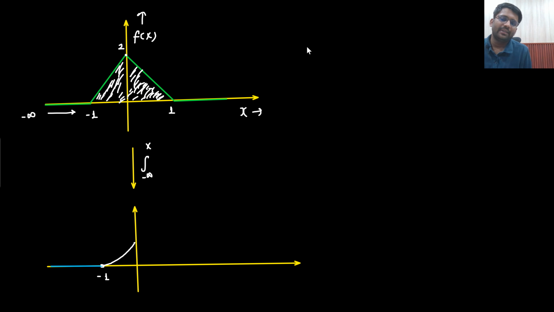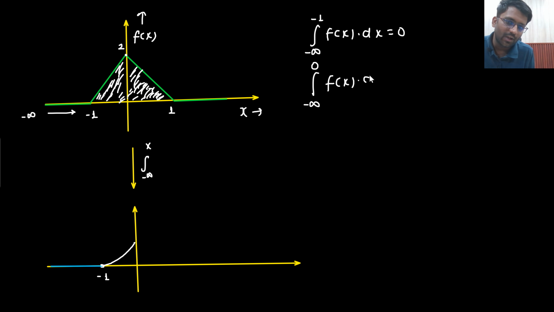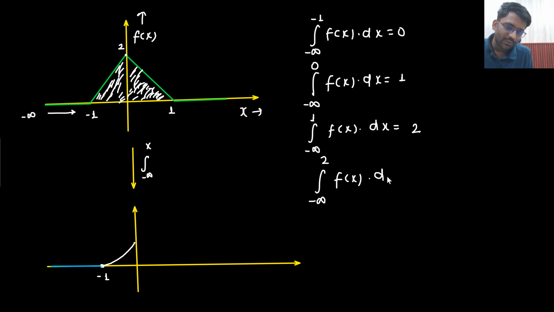Basically, if I ask you what is the integration from minus infinity to minus 1 of f(x) dx, sir, what is the area? Area is 0. If I ask you what is the integration from minus infinity to 0 of f(x) dx, how much is the area? This area is half into base into height, the area is 1. If I ask you what is the integration from minus infinity to 1 of f(x) dx, what is the total area? This area is half into base into height, so the total area will become 2. If I ask you what is the integration from minus infinity to 2 of f(x) dx, so between minus infinity and plus 2, how much is the area?